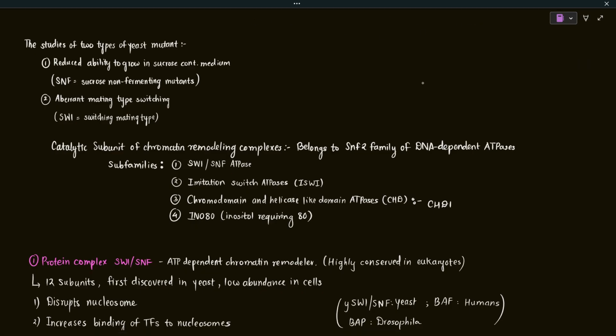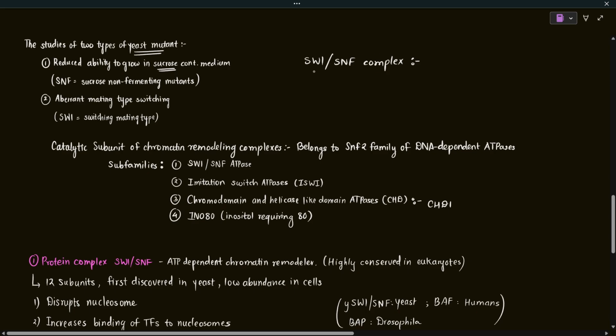When researchers were studying yeast mutants, some mutants had a reduced ability to grow in sucrose medium, while other mutants had aberrant mating switching type. While studying those mutants, they found a complex which was later named the SWI-SNF complex. A few years later, they extracted this complex, and the role of this complex in chromatin remodeling became known.